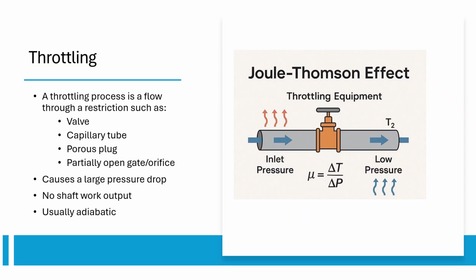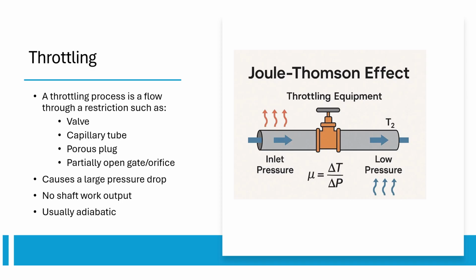Throttling. A throttling process happens when a fluid passes through a restriction. This restriction can be a valve, a small capillary tube, a porous plug, or even a partially open orifice. When the fluid moves through this restriction, the pressure drops suddenly due to the decrease in the area. In throttling, there is no mechanical work produced, and usually we assume that no heat is transferred. Basically, we assume that it is an adiabatic process.